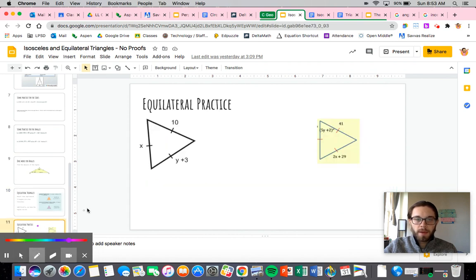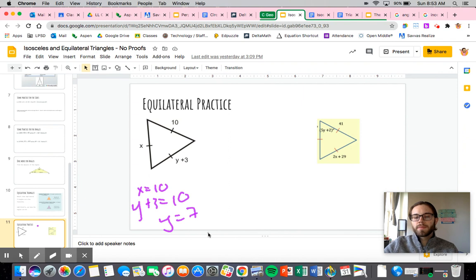All right. So let's look at how to solve these problems. So these ones are dealing with the sides. So we know that these sides are all congruent. That means x equals 10. We also know that y plus 3 equals 10. So y equals 7. All right. All three sides are congruent. So these two sides are congruent.